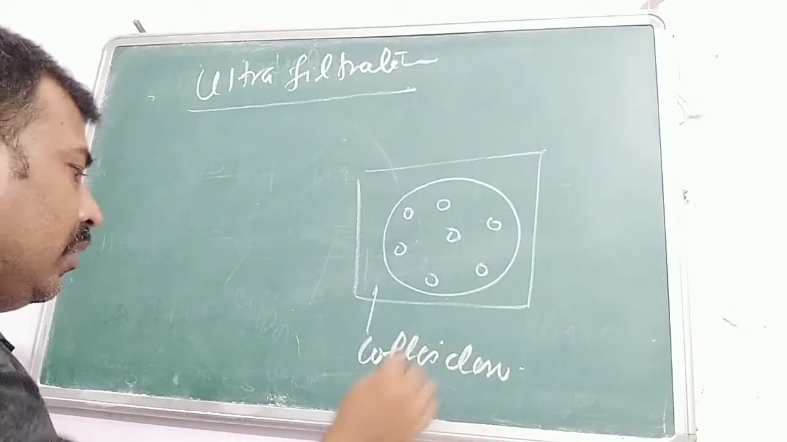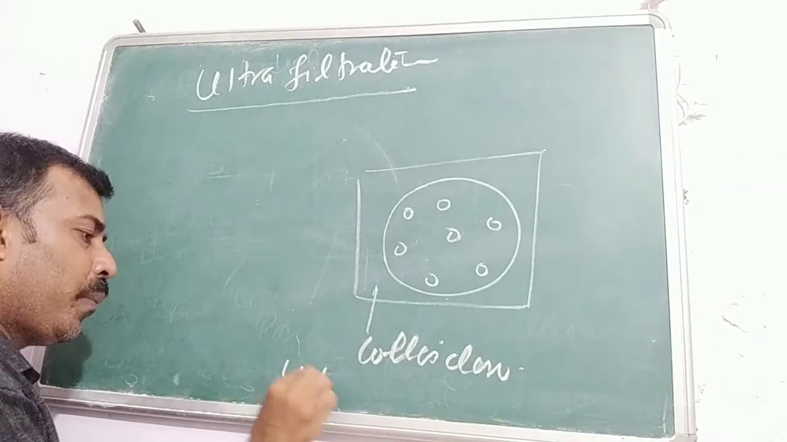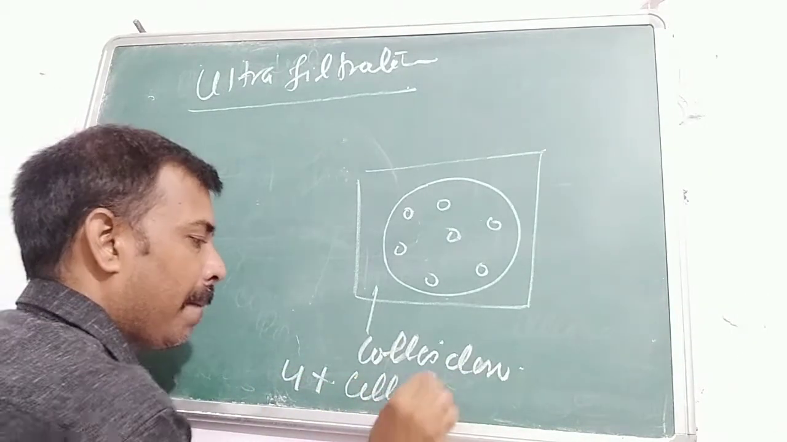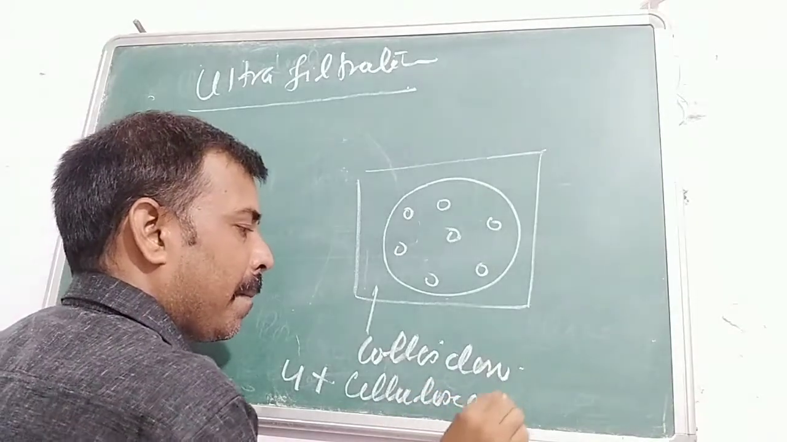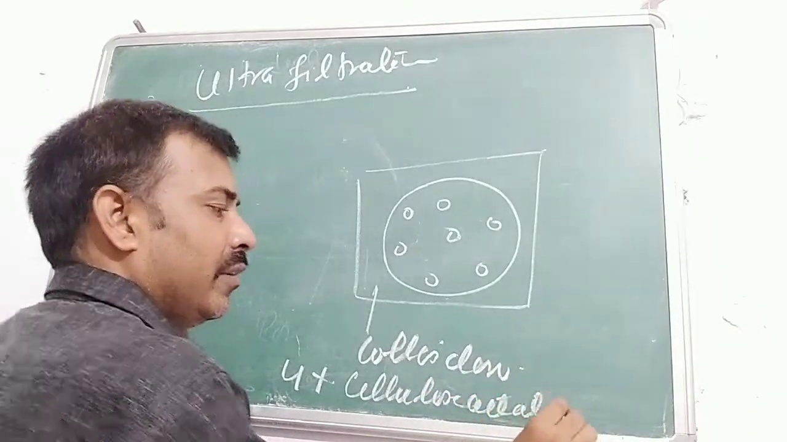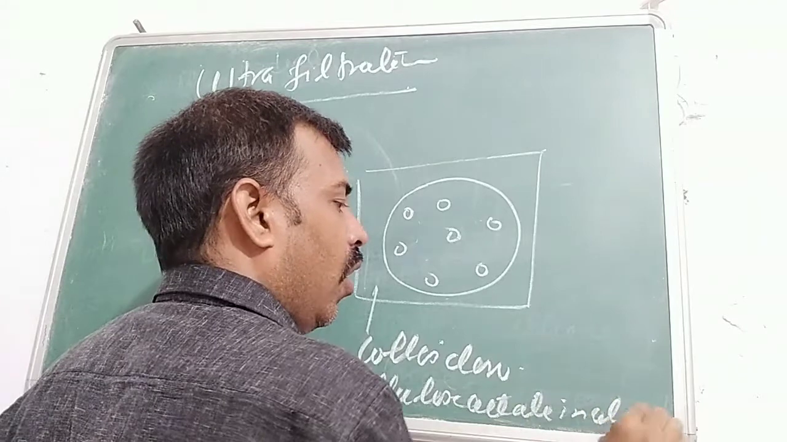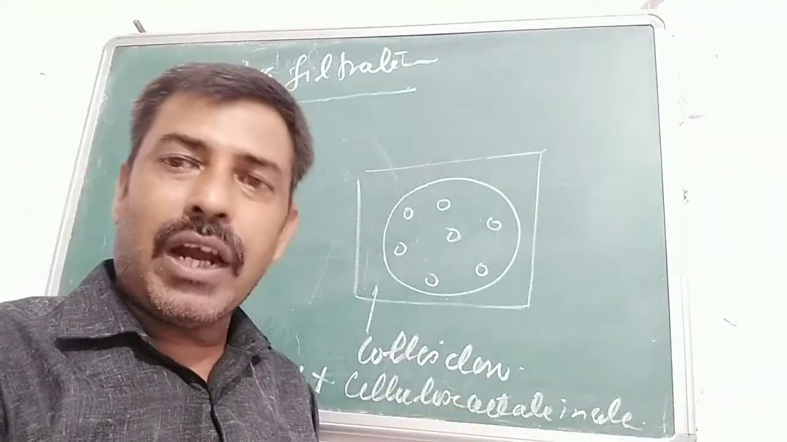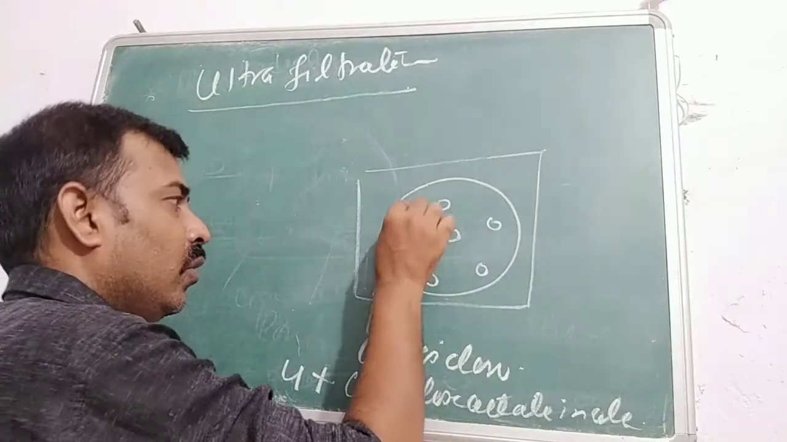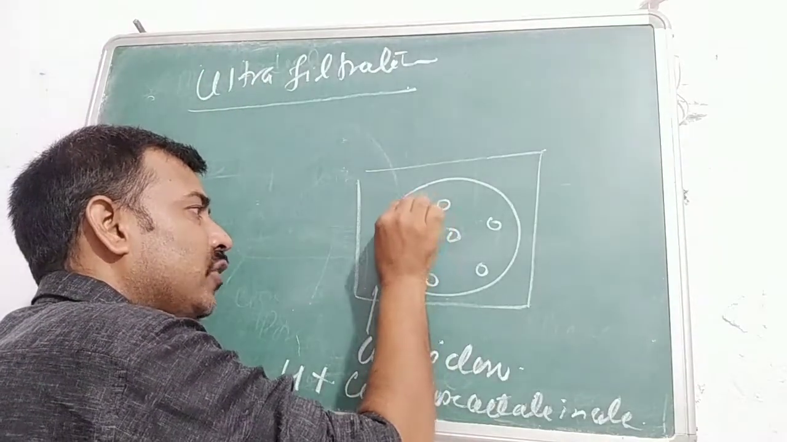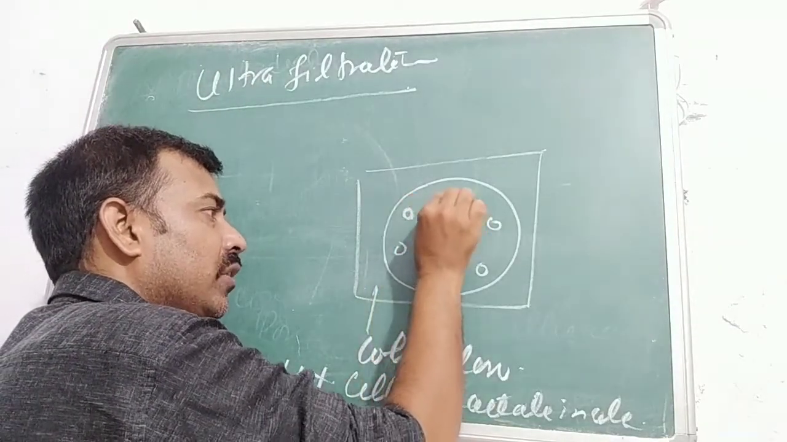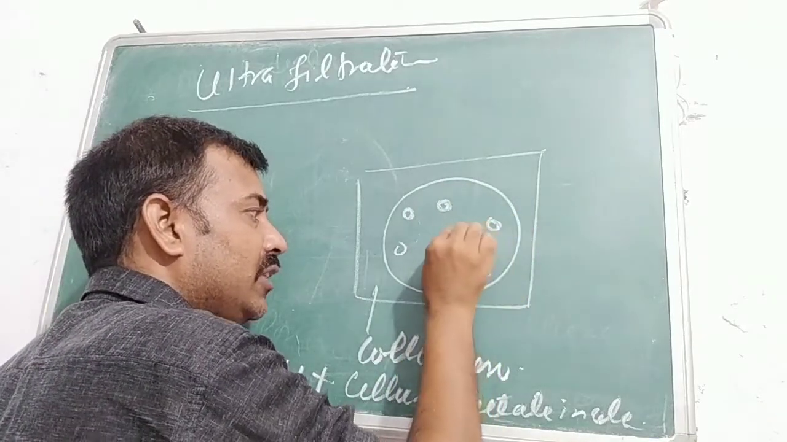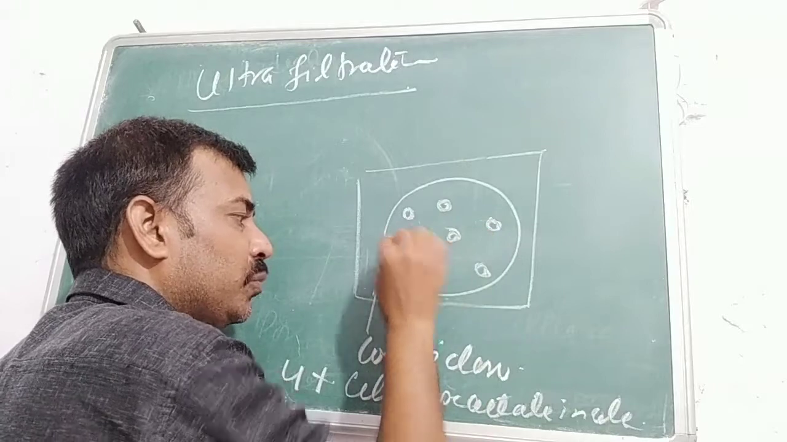What is collidon? Collidon is a 4% solution of cellulose acetate in alcohol or ether. Now what happens? Due to the collidon, some of the particles will arrange on the surface of each of the pores, and when they arrange on the surface of each of the pores, the size of the pores will become smaller.